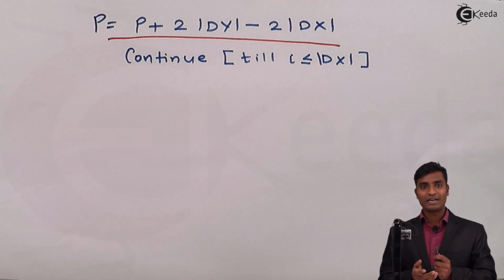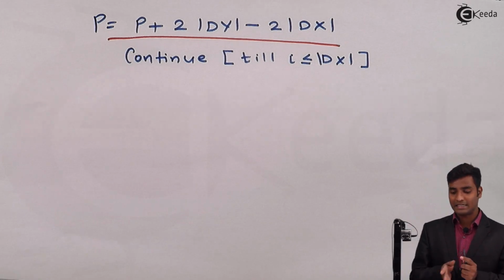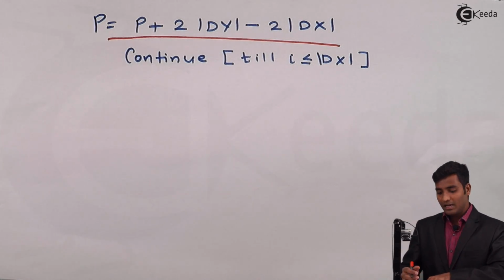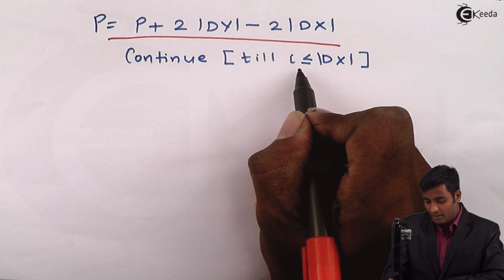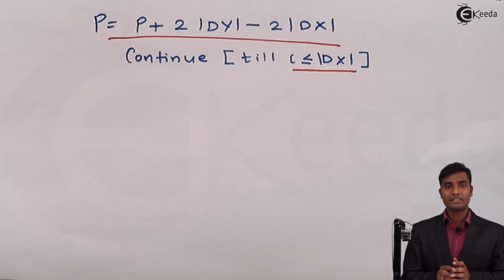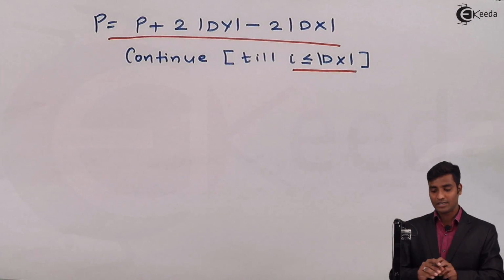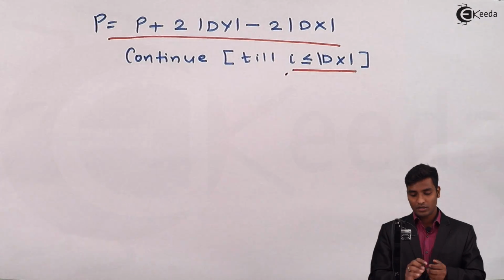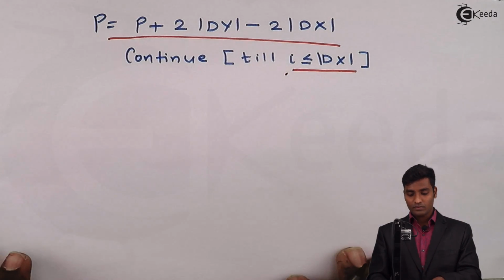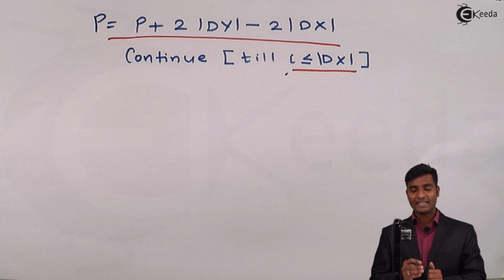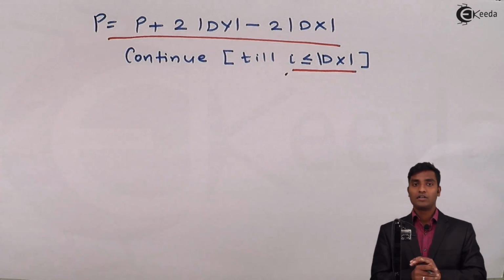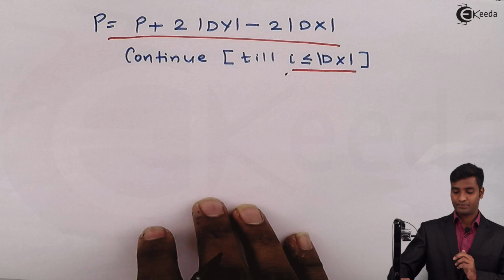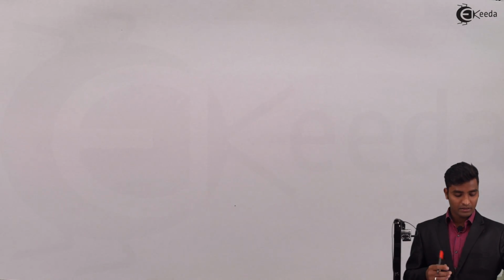So we have two conditions for the distance parameter, less than and greater than 0, and we will continue till i is less than or equal to dx. So this is a stopping condition. So this is for slope less than 1. Now we will see the plotting of points for slope greater than 1.